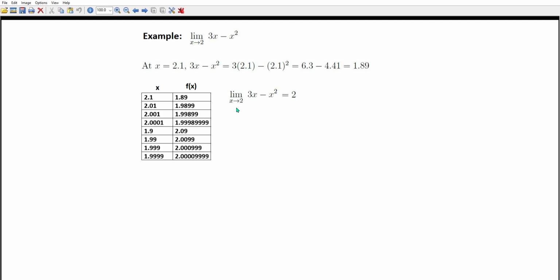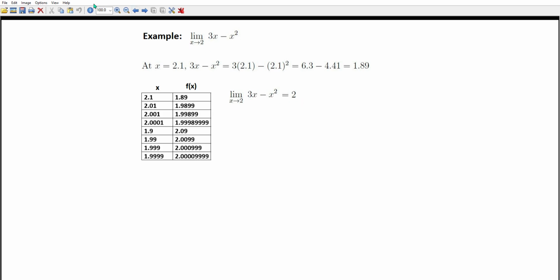This probably shouldn't surprise you, because if you were thinking about this, x is getting close to 2, so 3 times x should be getting close to 3 times 2, or 6. x squared should be getting close to 2 squared, which is 4. 6 minus 4 is 2. What a surprise.